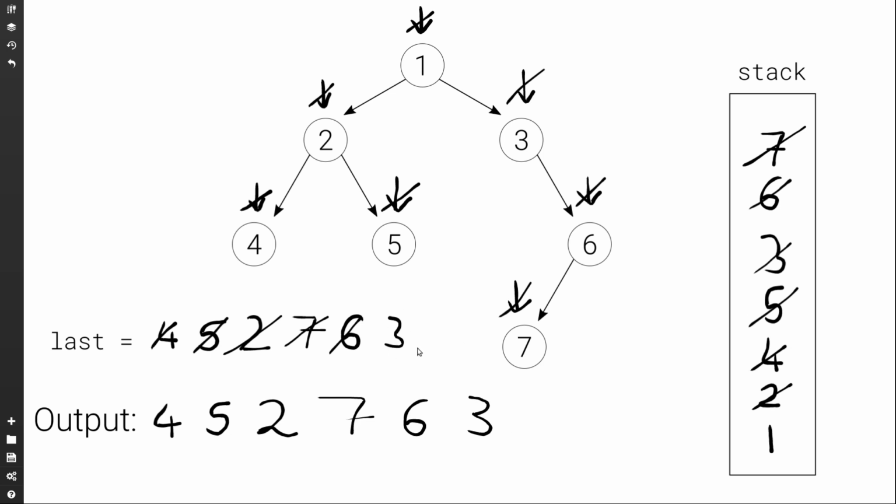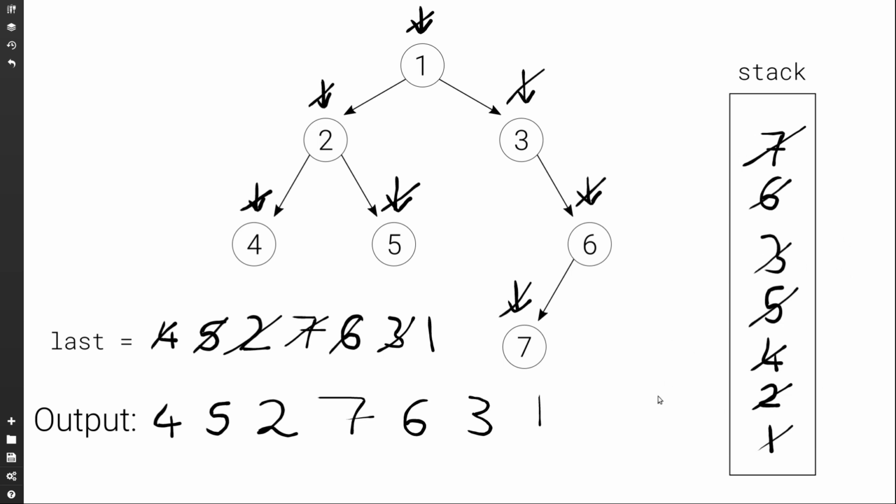Then we again check, is last equal to the right child of what's on top of the stack? What's on top of the stack is 1, and 3 is the right child of what's on top. So we're done with the right child of 1, so we set last to 1, we pop it from the stack, and we print it. Now this time we would check, is last equal to the right child of what's on top of the stack? But because the stack is empty, this indicates that we're done.